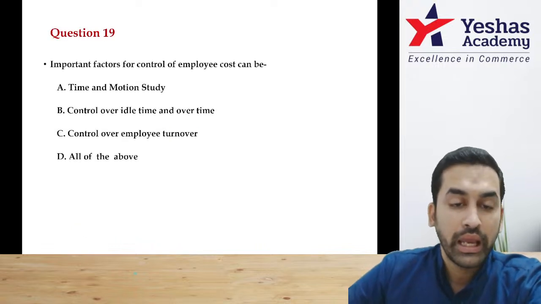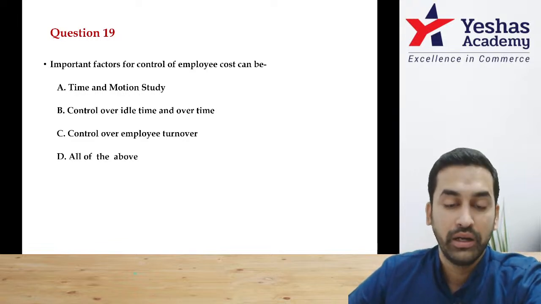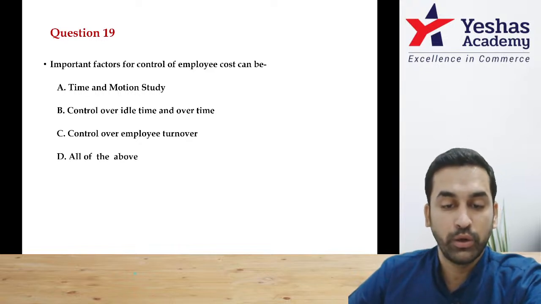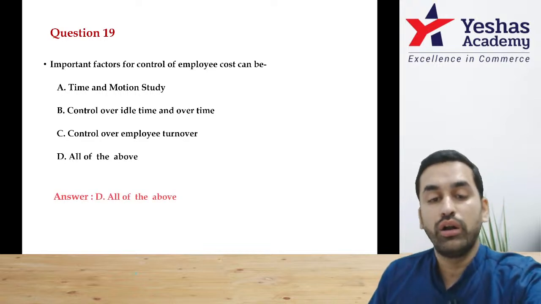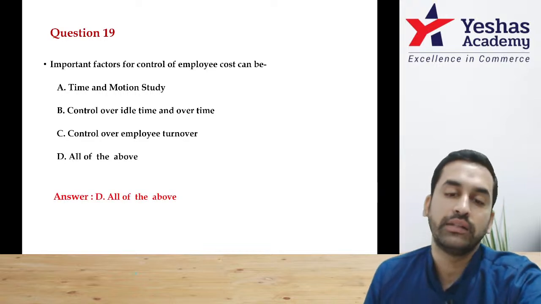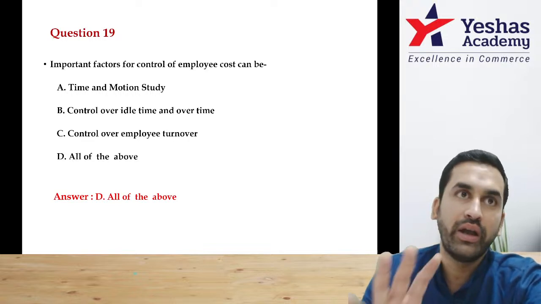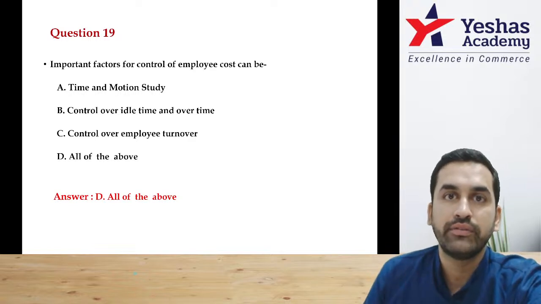Question 19. Important factors for control of employee cost can be time and motion study, control over idle time and overtime, control over employee turnover, all of the above. All of the above is the correct answer. Why? See, you want to control the employee cost. That means do everything that is good for employees. Do everything that saves time.